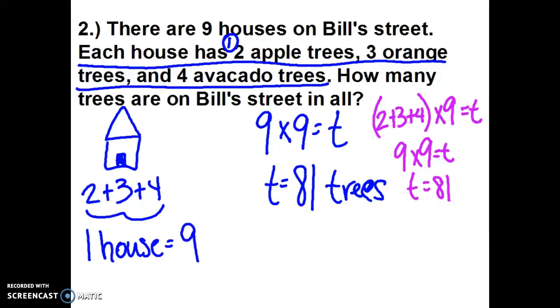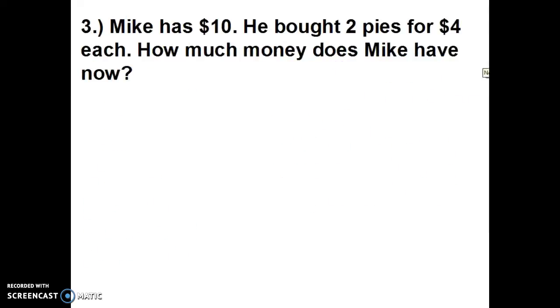Okay. The last one, number 3. Mike has $10. He bought 2 pies for $4 each. Now that got my brain going. How much money does Mike have now? Okay. So he bought 2 pies for $4 each. I know what to do there. That sounds like multiplying to me. I've heard that before. So is that my first step or my second step? I'm starting to think about that.